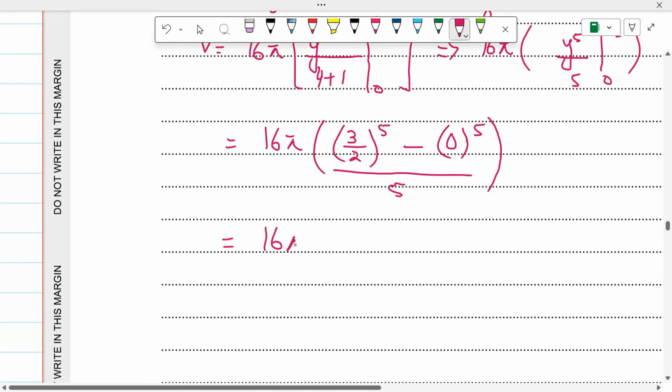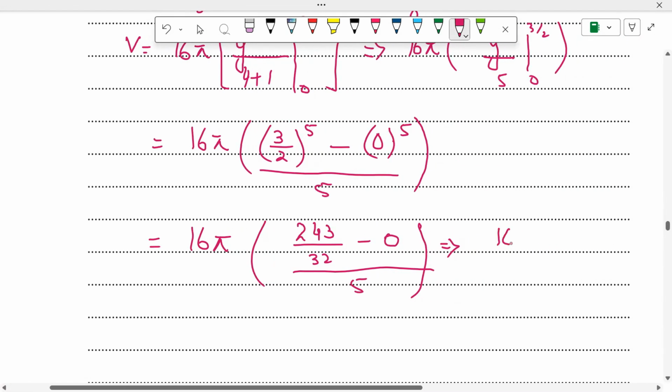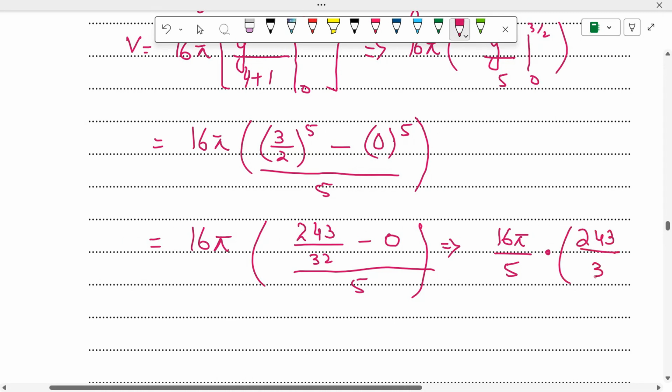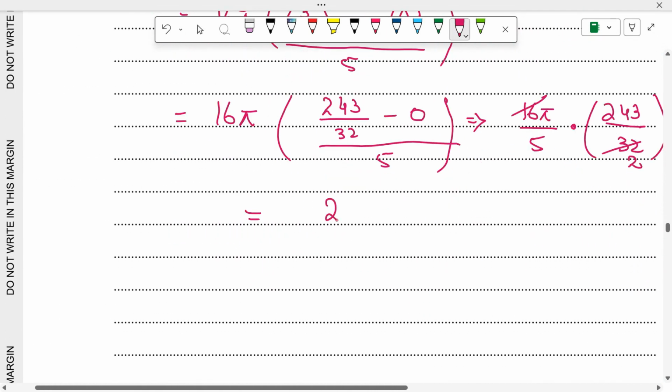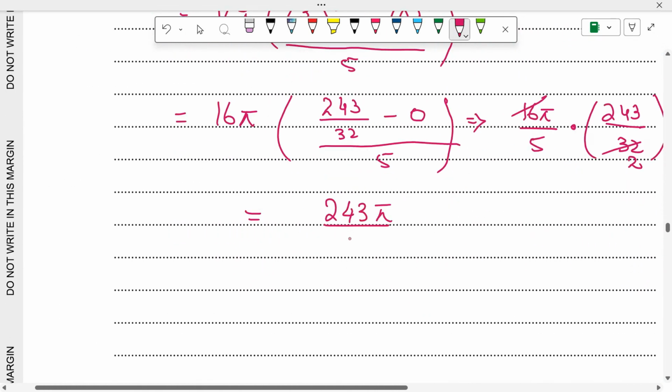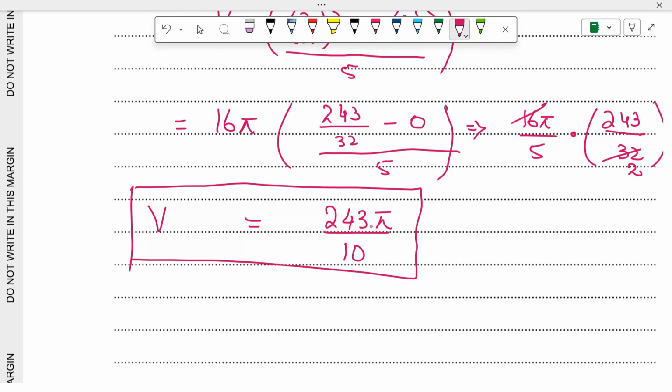Further solving, we have 16 pi, and 3 to the power of 5 is 243 divided by 2 to the power of 5 which is 32, minus 0, over 5. This is equal to 16 pi over 5 times 243 over 32, and this will cancel out and we will have 2. So this equals 243 pi over 5 times 2, which is 10. The volume of revolution along the y-axis for the given curve is 243 pi over 10 unit cubed.